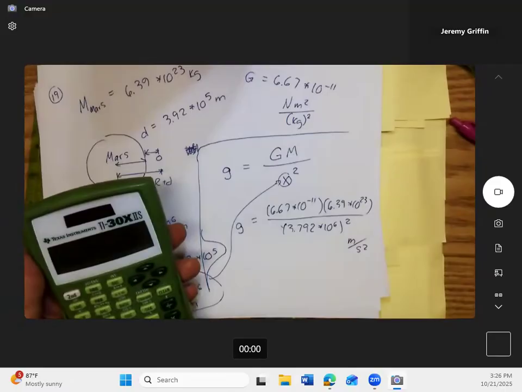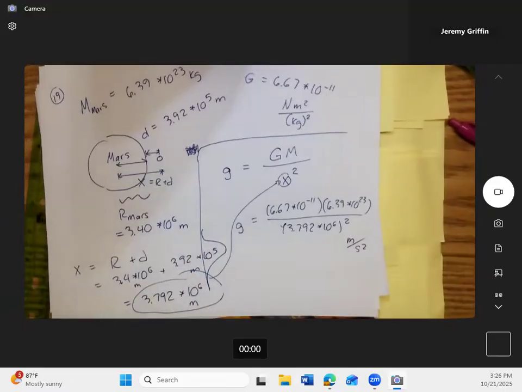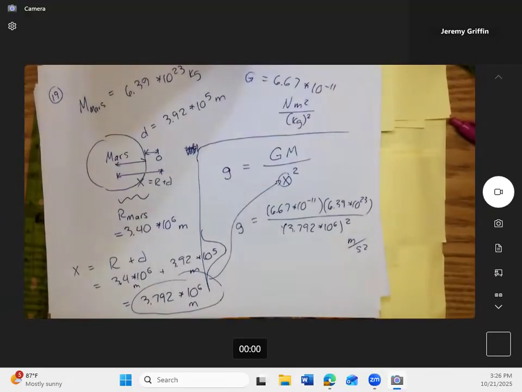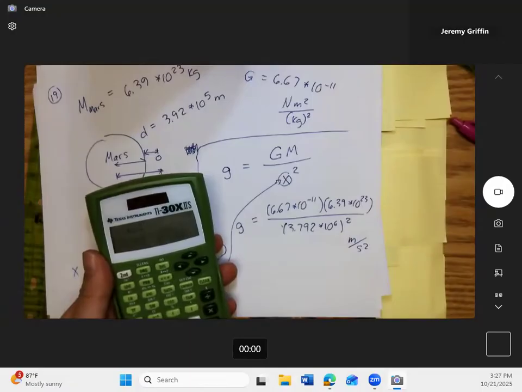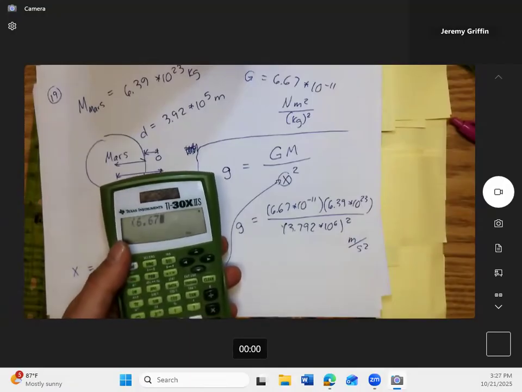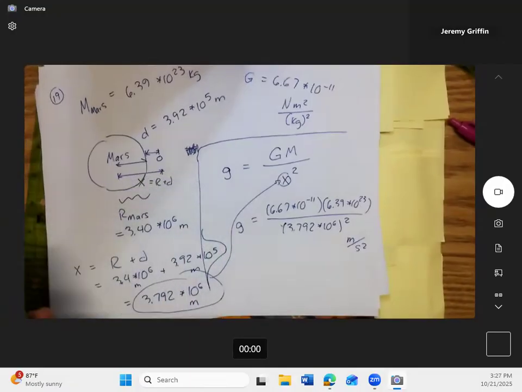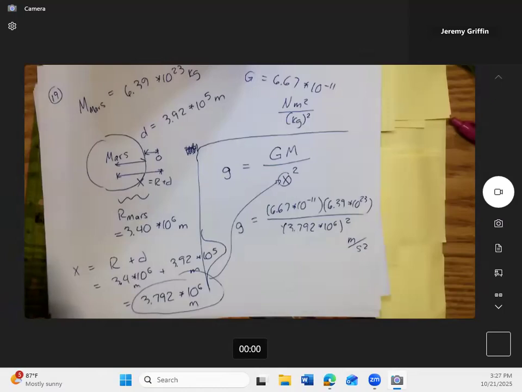So let's put it all together. First of all, is there any question about where any of these numbers are coming from? I'll type this, and you type this. Let's see if we can all communicate with the calculator. So open parentheses, 6.67, times 10 to the negative 11, 6.39 times 10 to the 23, divided by 3.79 times 10 to the 6 being squared.